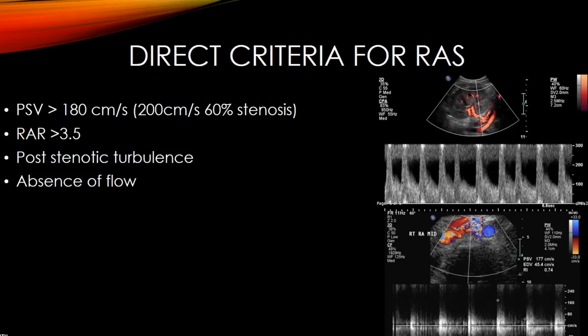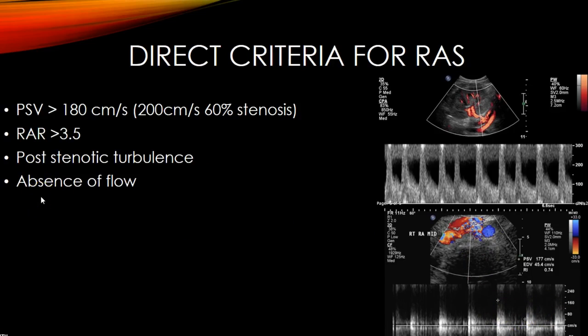Okay, so the direct criteria for renal artery stenosis: peak systolic velocity greater than 180 centimeters per second. Velocities of 200 centimeters per second and above are predictive of at least 60% stenosis or higher. Renal aortic ratio greater than 3.5. Post-stenotic turbulence, which you can see right here. They Dopplered after the stenosis, and it's very turbulent.